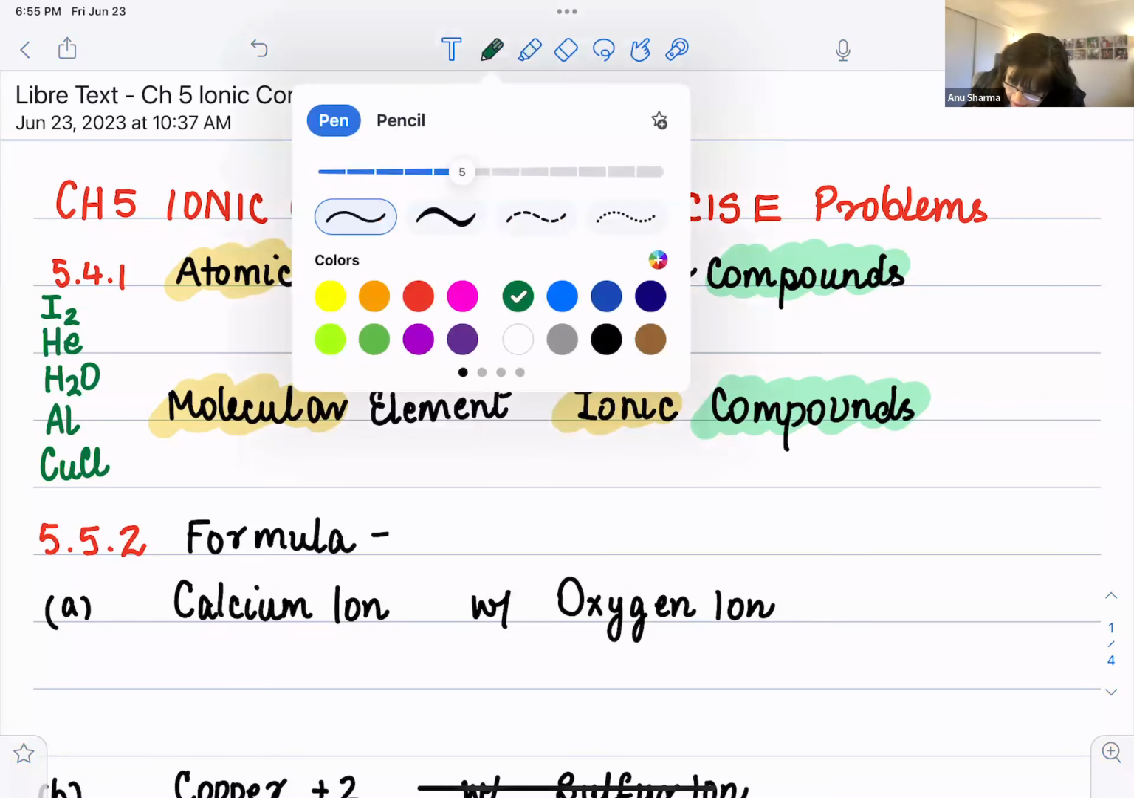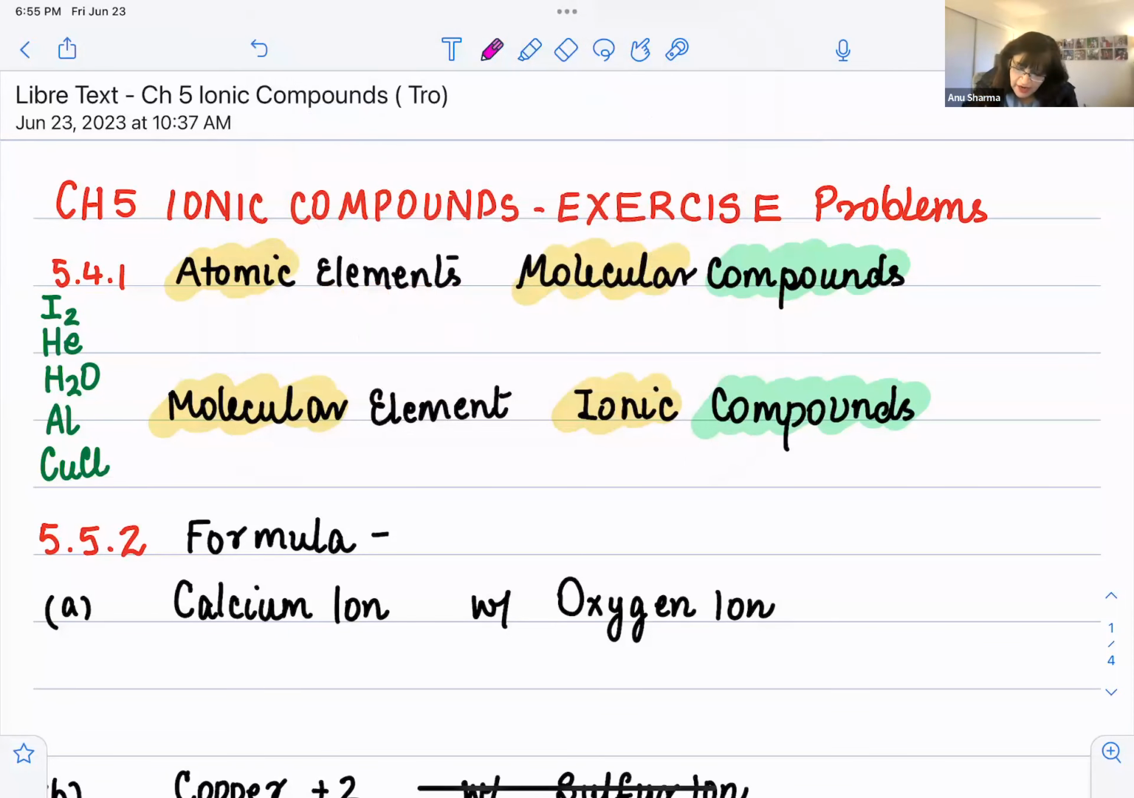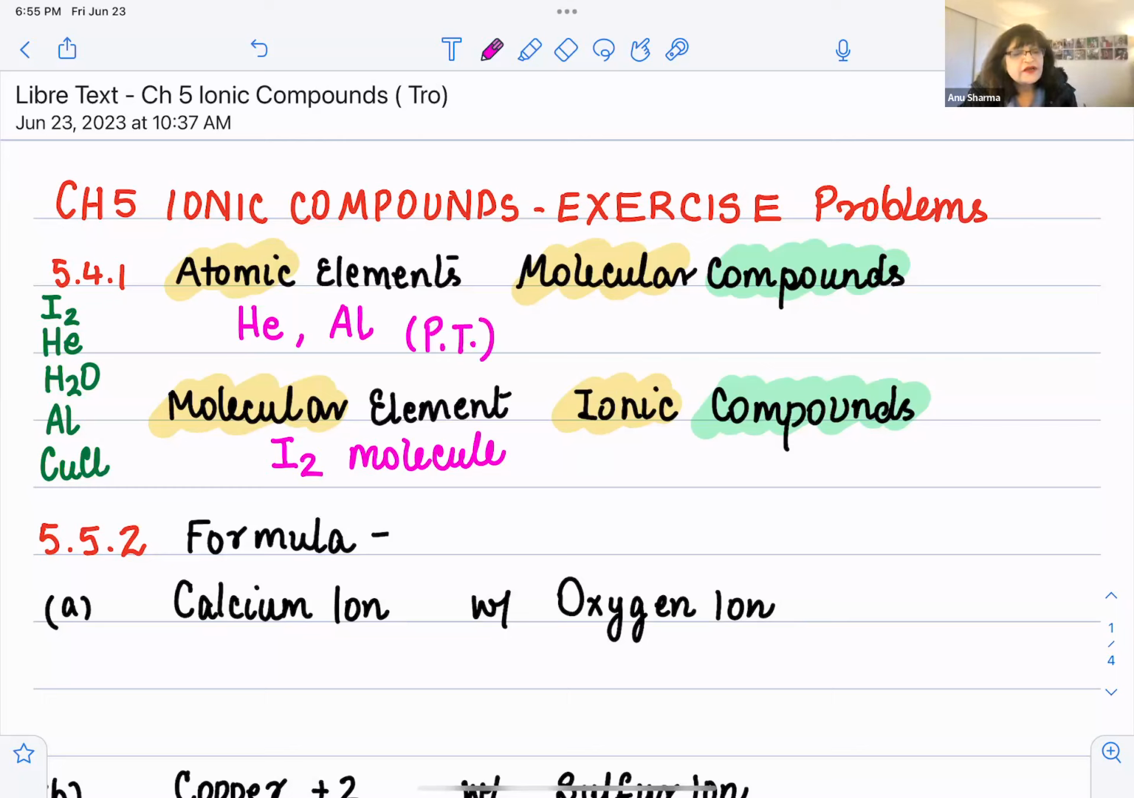Now we are going to identify these. So iodine, I2, is two atoms together. It's weird to say element, but it is an I2 molecule, an iodine molecule. The atomic element out of this choice is helium, so it's only one atom, right? Next is aluminum, which is also just one atom of aluminum. These you will see in the periodic table as they are, as the elements.